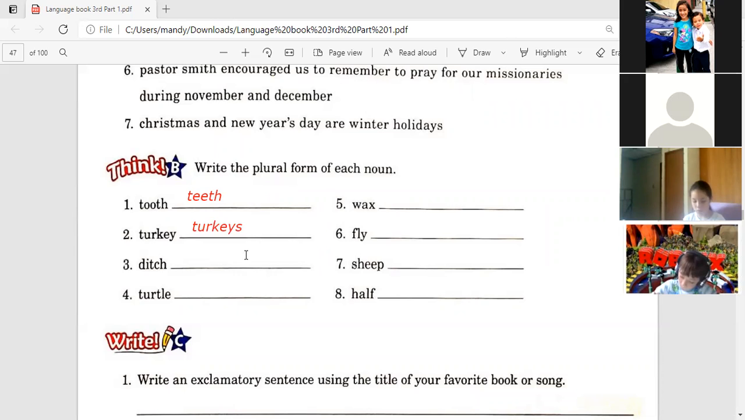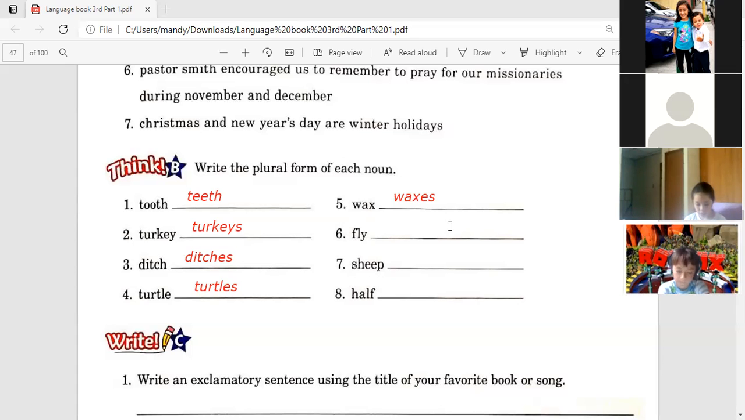Okay, the plural of ditch. Ditch, what is that? Okay, yes, is this one? Ditches, okay, ditches, yes. The plural of turtle. Okay, this one is easy, yes, because we only add S at the end. Okay, turtles, exactly, turtles. Okay, the plural of wax. What is this one? Wax. Okay, thank you, Alejandro. Waxes, yes, we only add ES, waxes.